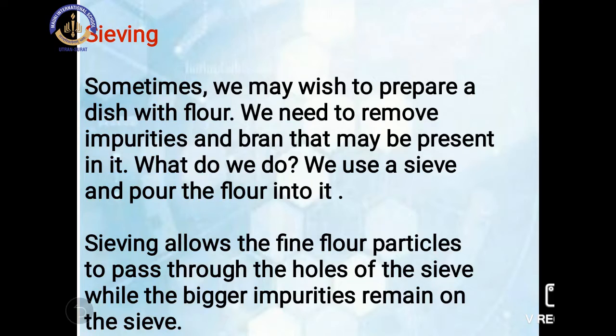So what do we do? We use the sieve and pour the flour into the sieve. Sieving allows the fine flour particles to pass through the holes of the sieve while the bigger impurities remain on the sieve. Which type of impurities will remain on the sieve? Those which have a bigger particle size compared to the flour particle. The flour particle is smaller, and the impurity particle size is big. Then those impurities will remain on the sieve.